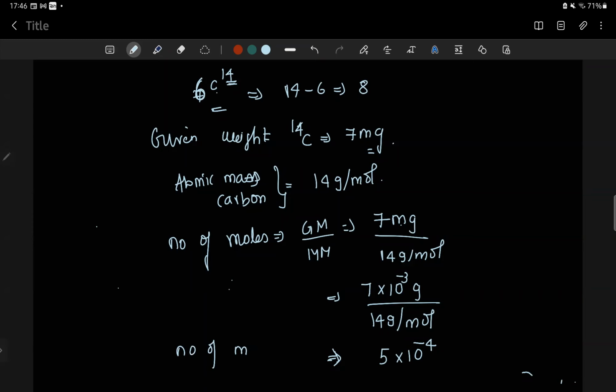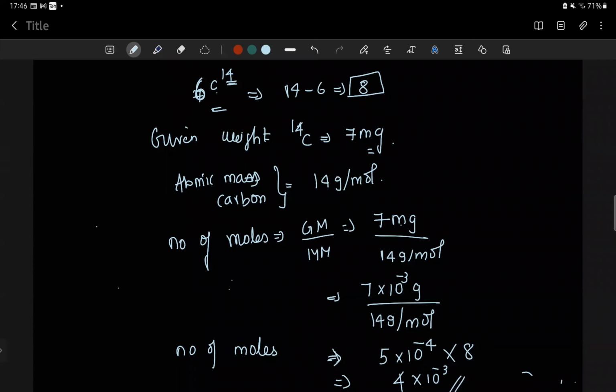So this is the number of moles of neutrons, right? Actually here we have calculated the number of moles, but in the question they have asked about the total number of neutrons. We have calculated there are 8 neutrons present in this isotope, so multiply it by 8. Okay. So what will be your final answer? 4 into 10 to the power minus 3. So this is the final answer, the total number of moles of neutrons.